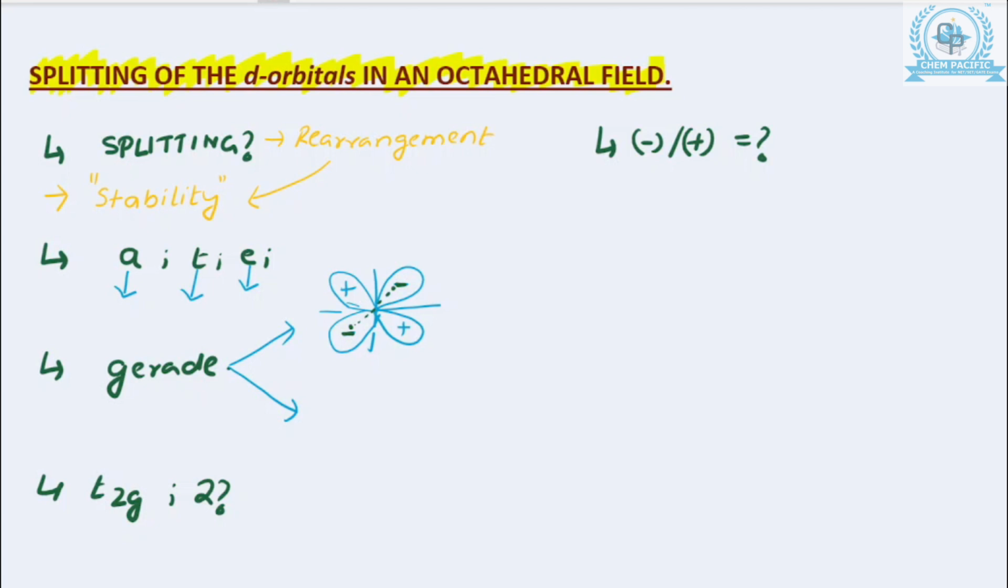And also you can take a point from here. You must pass through the center and reach exactly the same distance in the opposite direction. And you see there is also no change in the sign. Plus, plus remain the same. If there is no change in sign when you take a point, pass through the center and reach exactly the same distance on the other side, then it is defined as Gerade symmetry.